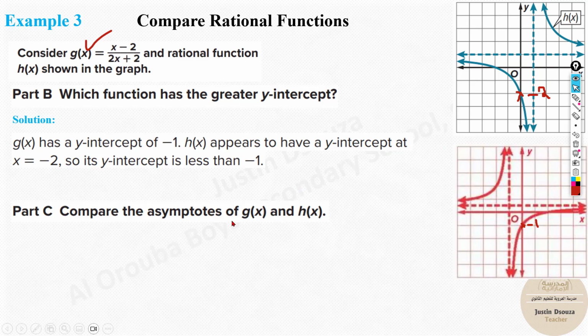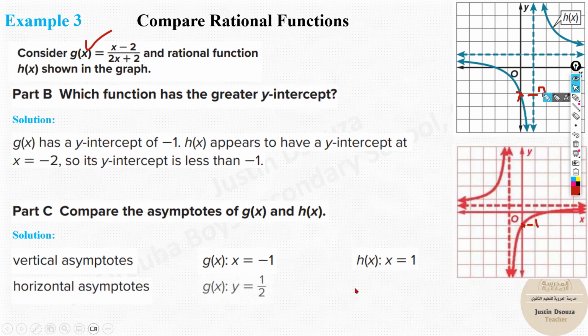And compare the asymptotes. What are the asymptotes of g of x over here? Vertical asymptote is at minus 1, horizontal is at half. G of x, vertical minus 1. Now let's see h of x. Here vertical is plus 1. See, it's minus 1, plus 1. What about the horizontal asymptote? Here it's half, here it's 1. So these are the basic comparisons. And that's basically it for this problem. It depends on what has been asked.